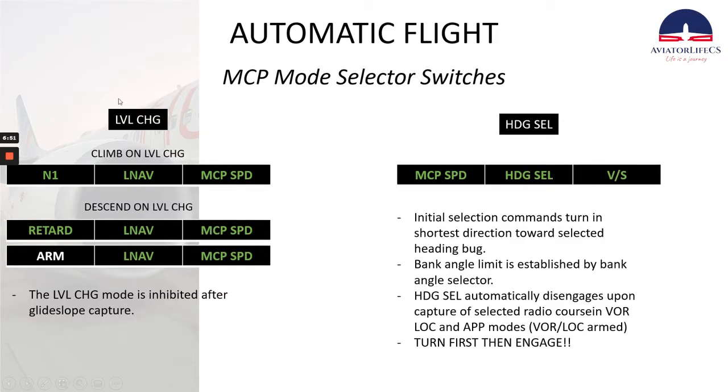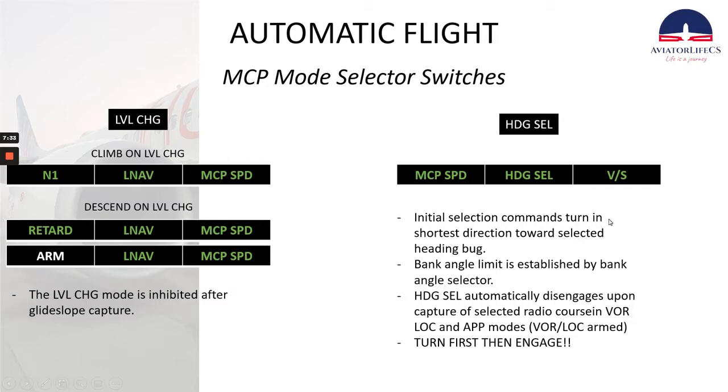Now, if we talk about level change, a climb on level change, you will see N1, LNAV, MCP speed. So N1, remember, a descent on level change, initially retard, and then arm. The level change mode is inhibited after glide slope capture. Heading select. Once you push this switch, you will see heading select. And remember, there is a green box you are going to see once you select a new mode, and you are going to see that box for 10 seconds and then it disappears.